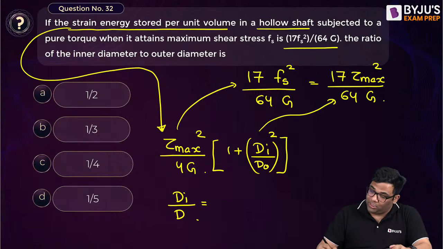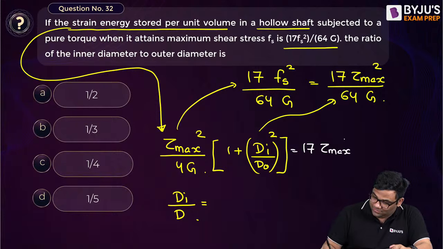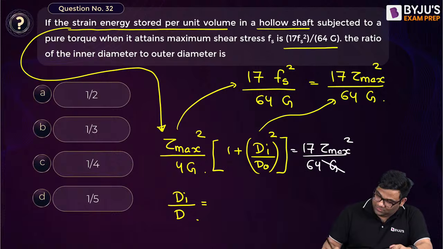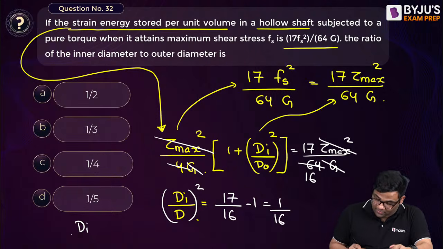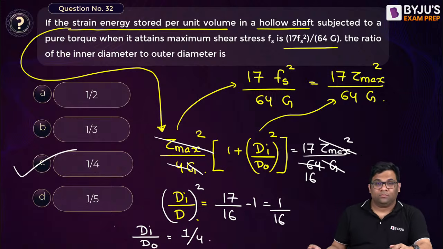Arey, what took you so much time? 17 by... Hey, we're getting 1 by 4, na? So much time you're taking. Understood? Straightforward question. Remember the formulas.